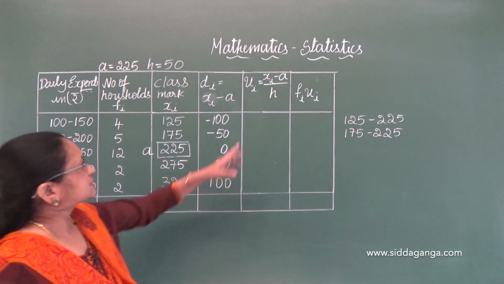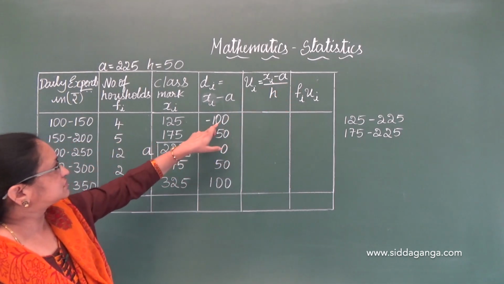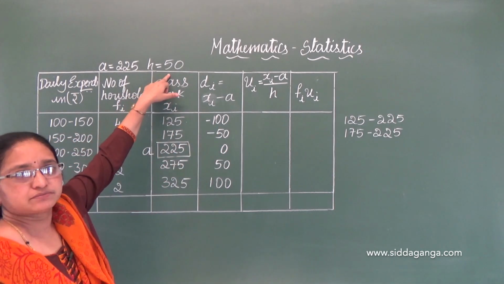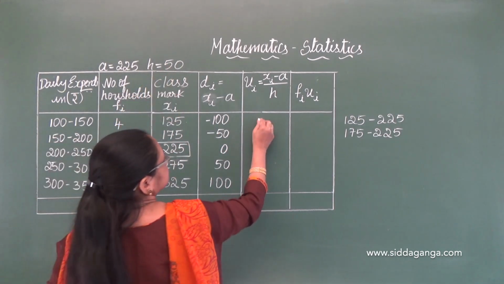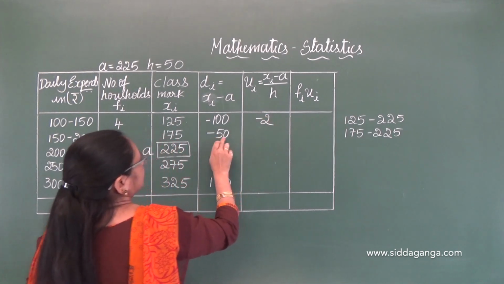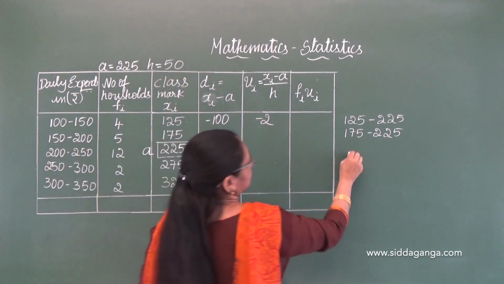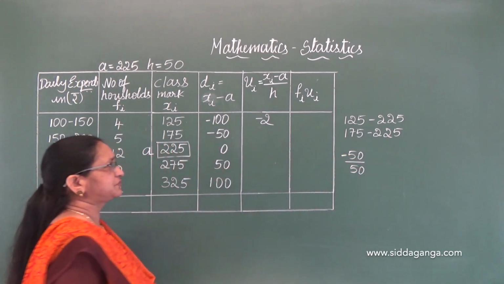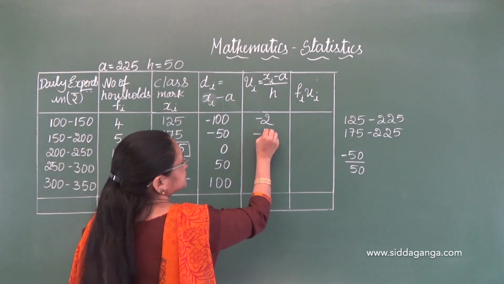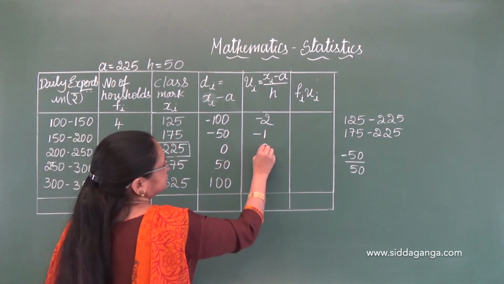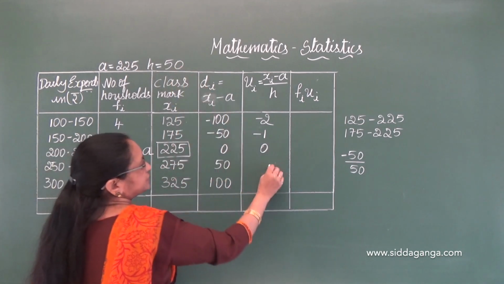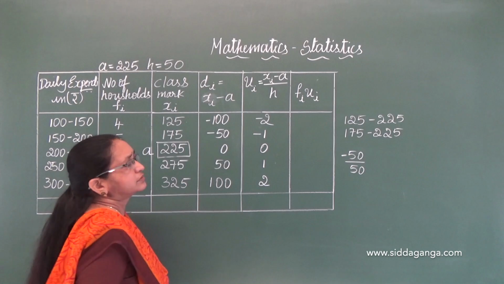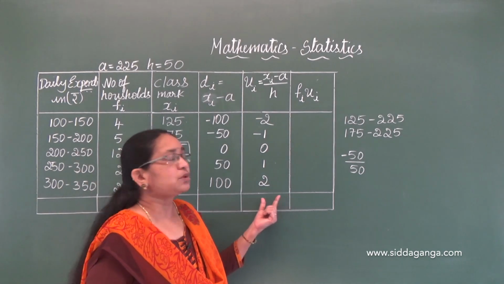Now, Xi minus A divided by H, that is minus 100 divided by H means 50. So, it will be minus 2. Next, minus 50 divided by 50. So, I hope you understood. Minus 50 divided by H, H is 50. So, this will give you minus 1. Then this of course 0. 50 divided by 50, 1. 100 divided by 50, 2. Okay, this is our Ui.